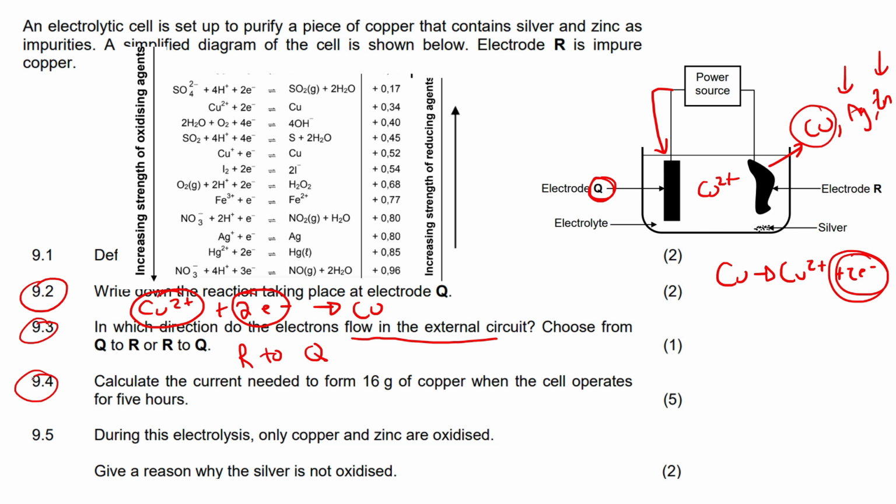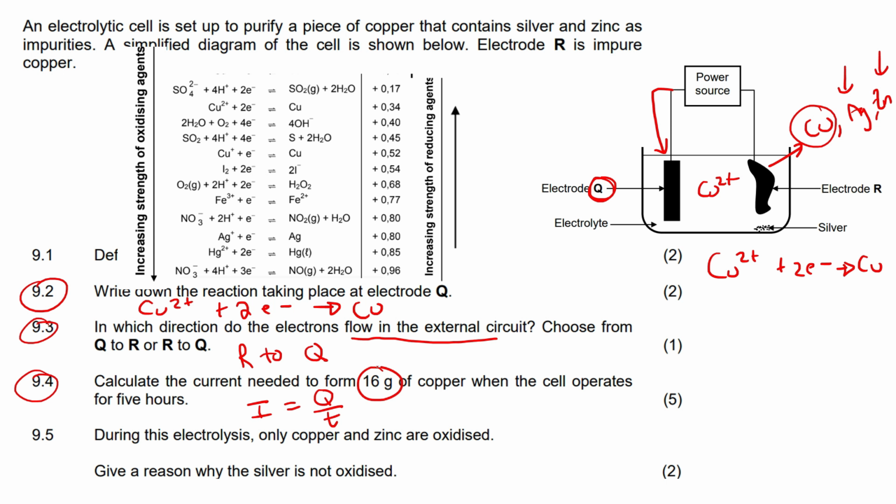This one says, calculate the current that you would need to form 16 grams of copper. Okay, so where are we going to form copper? We're going to form copper over here. So you are going to use this reaction as your guide. So, okay, let me explain these questions. These questions are all about I, Q, T. So you know that formula I equals charge over T. So your goal is the following.